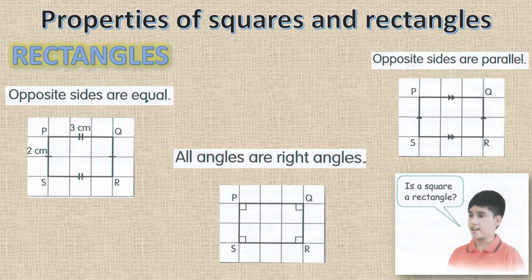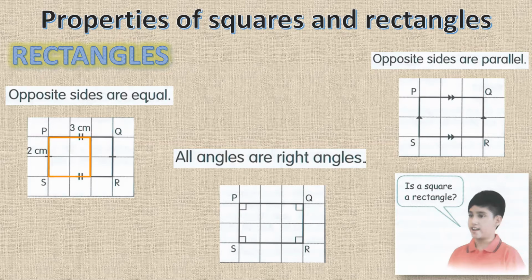Is a square a rectangle? Yes, it is. A square is a rectangle. But the rectangle is not a square. Why? Let's try to put a square here.